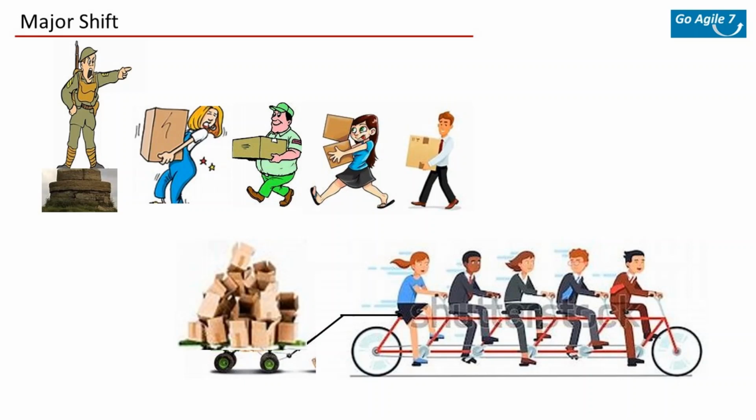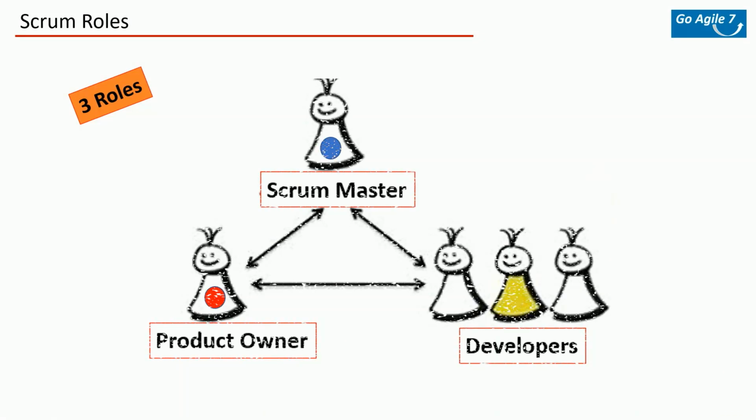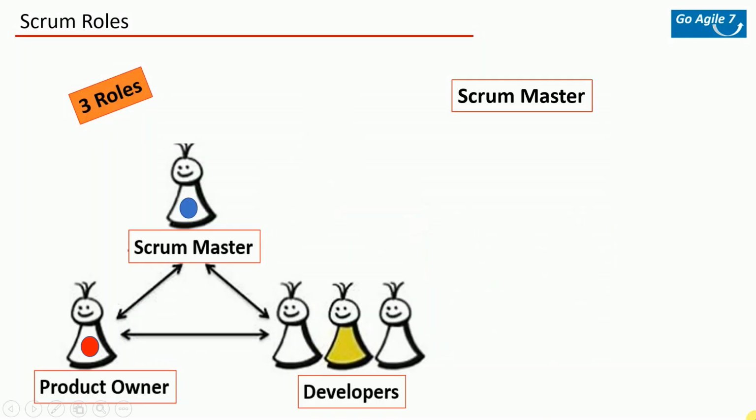Now let's see the different roles of a typical Scrum team. Earlier in projects, we used to have project managers, business analysts, developers, testers, and so on. Now in a Scrum team, it's fairly simple. There are only 3 types of roles. One is the product owner, one is the Scrum master, and then you have the developers. That's it. So let's review each one of them.